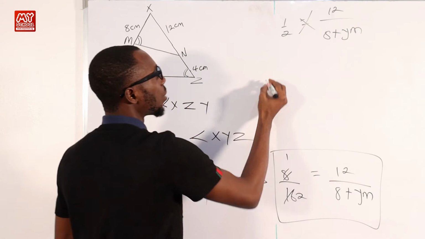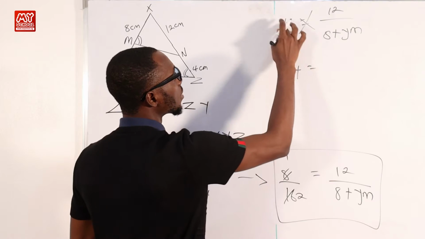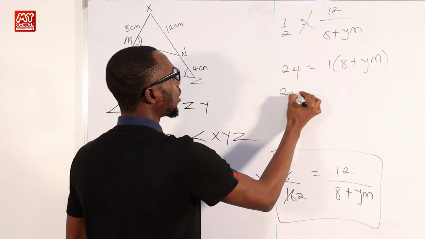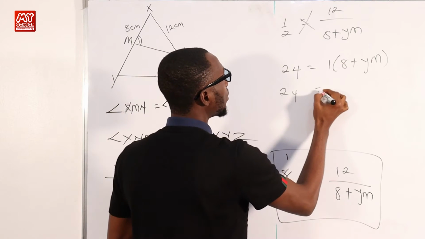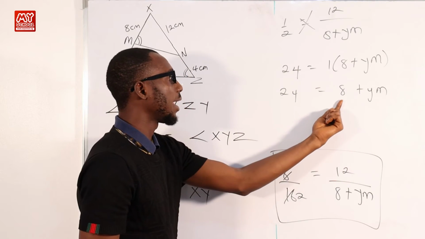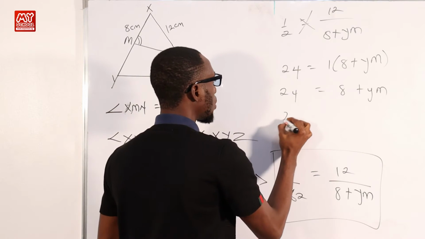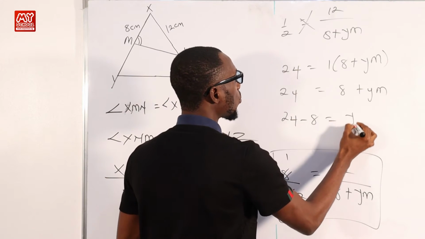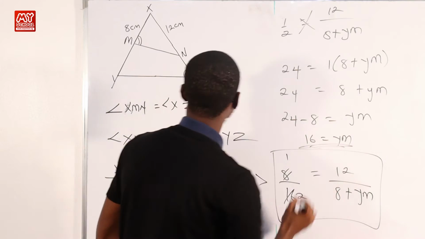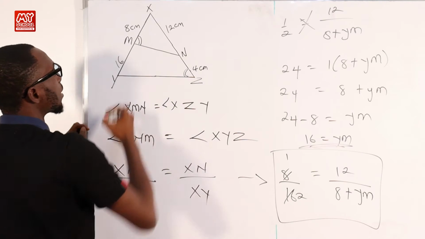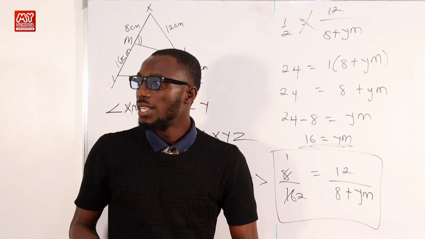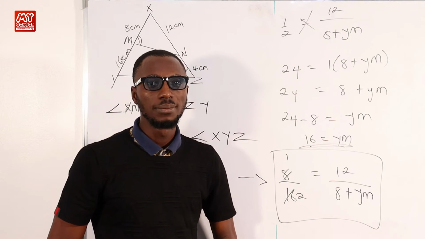So if we cross multiply, we have 24 equals 1 into brackets 8 plus YM. So 24 equals 1 times 8, that is still 8, 1 times YM, that is still YM. So if we collect like terms, the 8 comes here and becomes negative. So that is 24 minus 8 equals YM. 24 minus 8 equals 16. So YM is definitely 16. So the side here is 16 centimeters. So if you go through our options together, you can see that option C is correct.